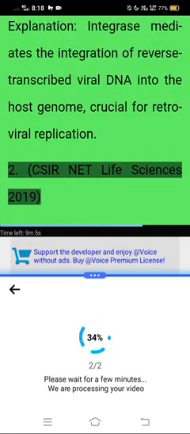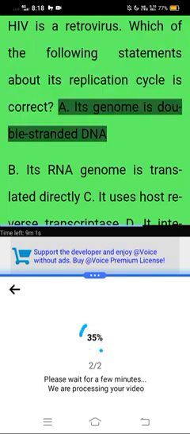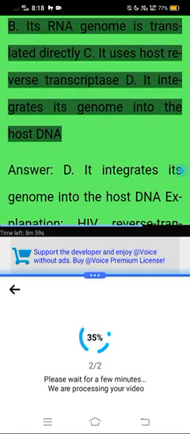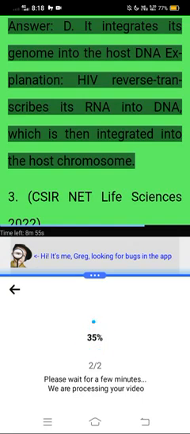2. CSIR NET Life Sciences 2019. HIV is a retrovirus. Which of the following statements about its replication cycle is correct? A. Its genome is double-stranded DNA. B. Its RNA genome is translated directly. C. It uses host reverse transcriptase. D. It integrates its genome into the host DNA. Answer. D. It integrates its genome into the host DNA. Explanation. HIV reverse transcribes its RNA into DNA, which is then integrated into the host chromosome.